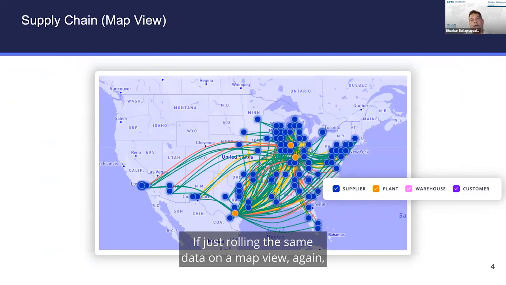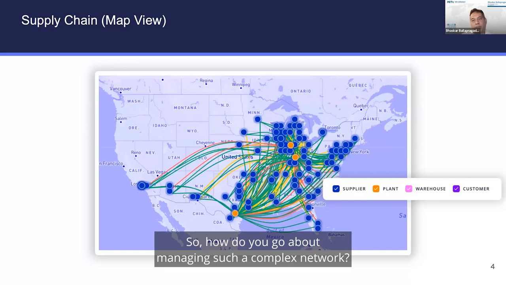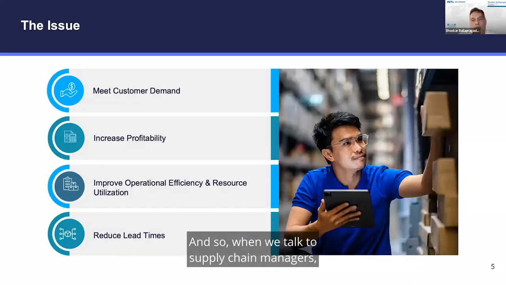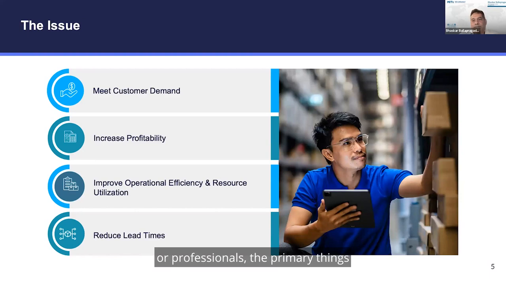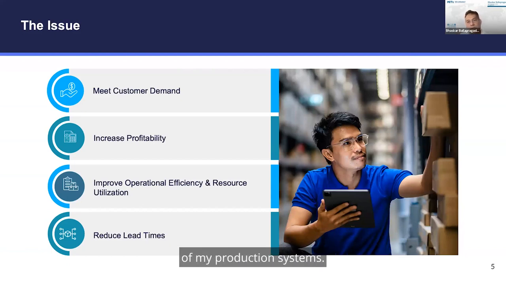Just overlaying the same data on a map view, again, it just looks like a mishmash of flows from one location to another. So how do you go about managing such a complex network? When we talk to supply chain managers or professionals, the primary things that come to their mind is, look, I'm looking to meet my customer demand or manage profitability by reducing the cost or increasing the operational efficiency of my production systems, and overall just trying to reduce the lead times of the chain.